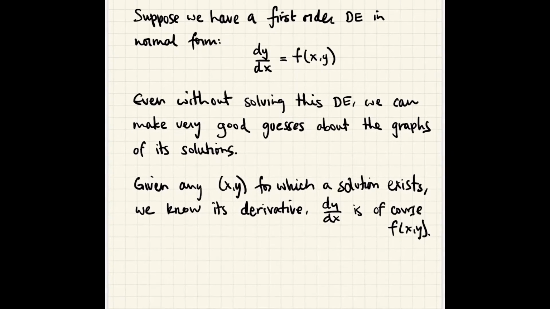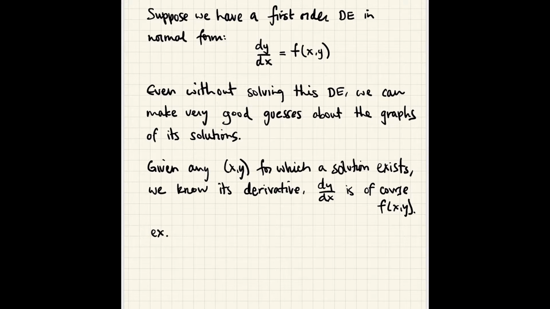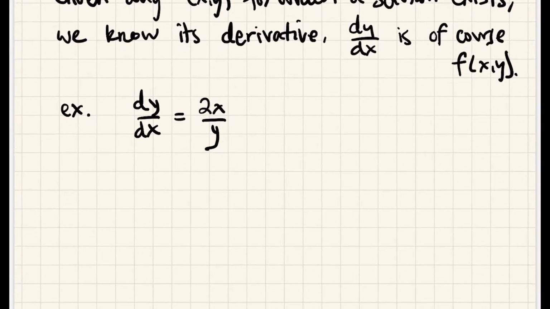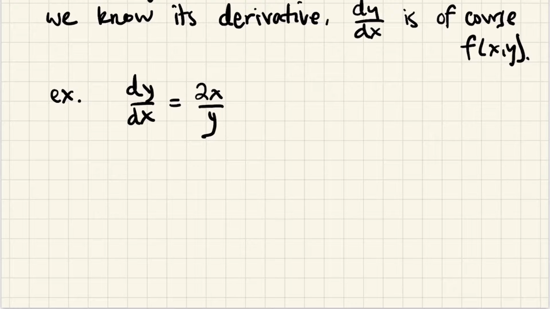So let's look at an example. Let's say we have this differential equation written in normal form. So let's say we didn't want to necessarily solve this differential equation. We don't even know how right now. But we did want to make some good guesses about its overall behavior in terms of what the shape of the graph of the solutions might look like.